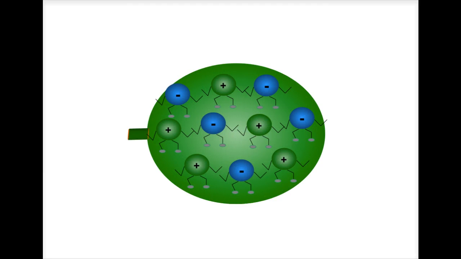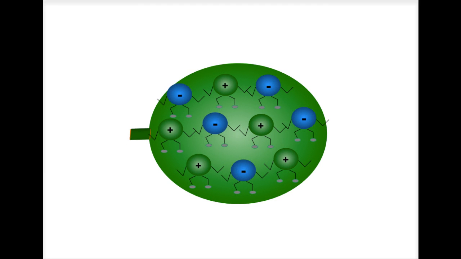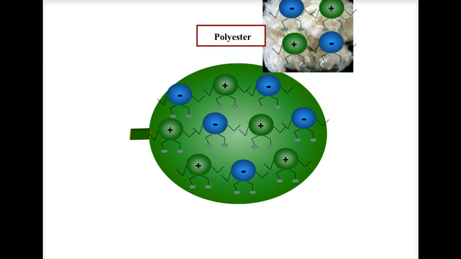I mentioned that some objects can give up their negative charges more easily than others. Let's look at what happens when we bring polyester near a balloon. Polyester is just another type of fabric. As you can see, both objects are neutrally charged. They both have the same number of positive and negative charges within itself.